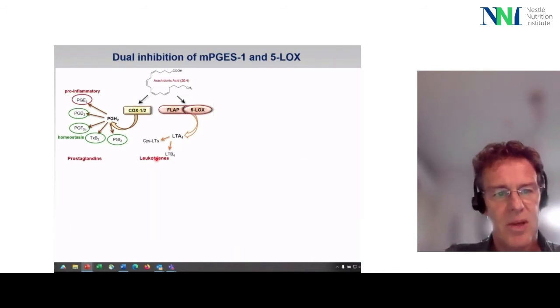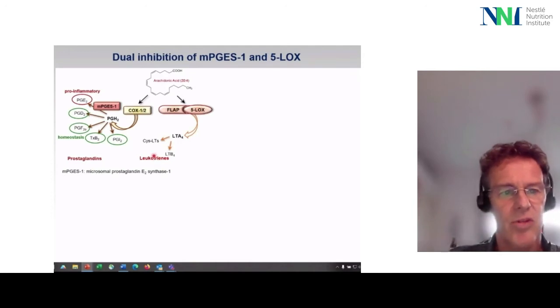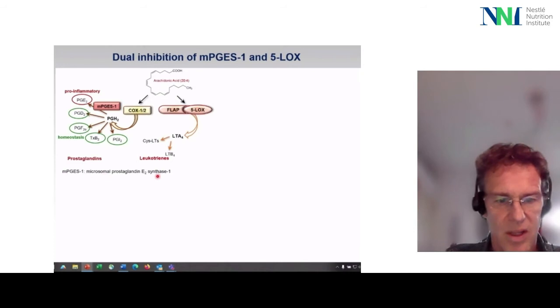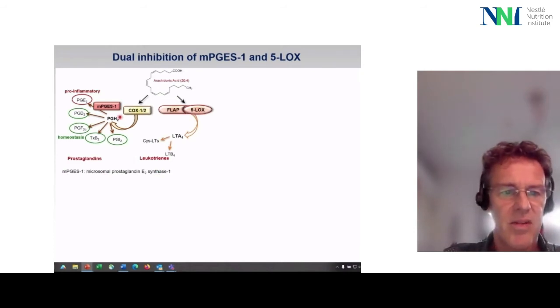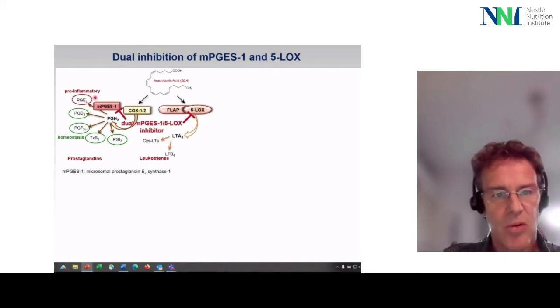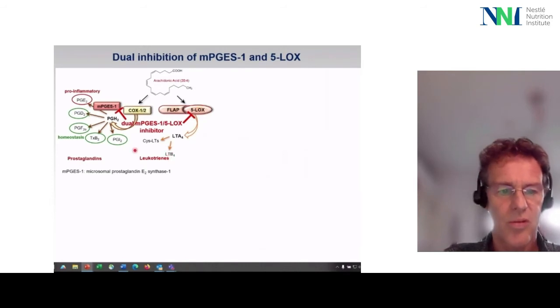Well, if we look at this scheme again, then we have to know that 20 years ago an enzyme was discovered, the microsomal prostaglandin E2 synthase-1, which is a selective enzyme producing massive amounts of pro-inflammatory PGE2. So now from a pharmacological point of view, it's reasonable to have dual inhibitors that block this enzyme and the 5-LOX in order to suppress all the pro-inflammatory mediators, but not the homeostatic beneficial ones.